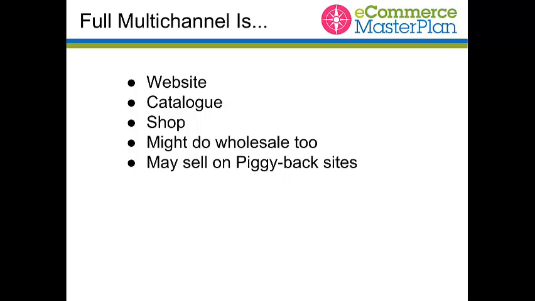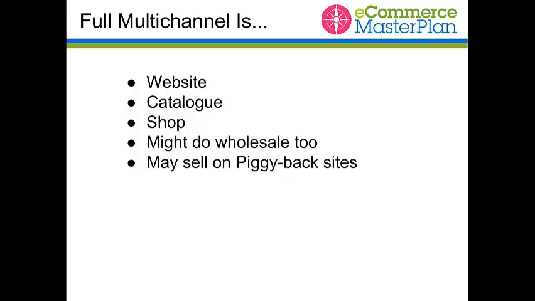Then you should also have physical shops or stores. Usually, if you're full multi-channel, you'll have multiple of these, but you may only have 1 or 2, where you are selling the physical goods. You may also have a wholesale arm. If you're creating your own products, you might be doing some wholesale, and you might be selling on the piggyback sites in addition to what you're doing via your own three sales avenues: the website, the catalogue, and the shop.